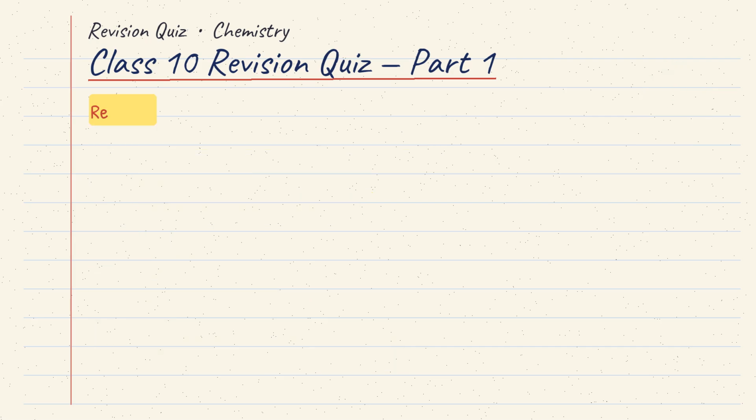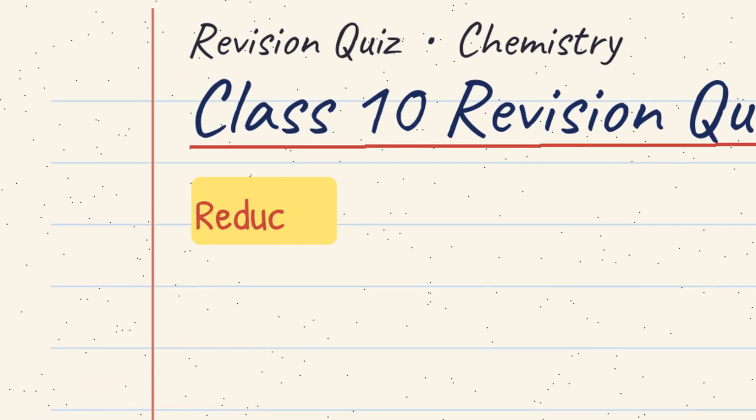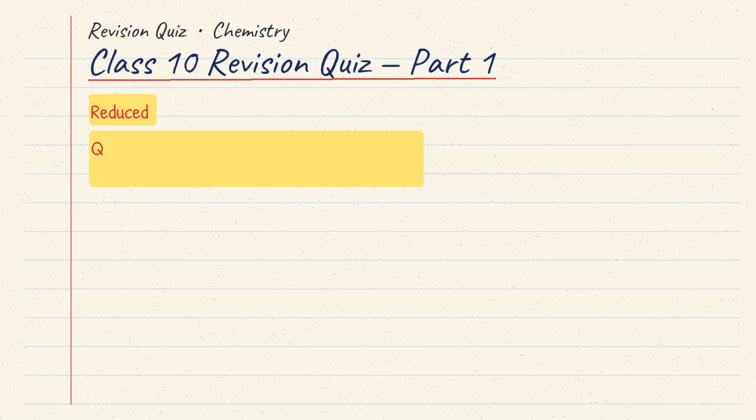The answer is reduced. It lost its oxygen. Question 11. Slow eating of iron by air and moisture is? Pause and think.